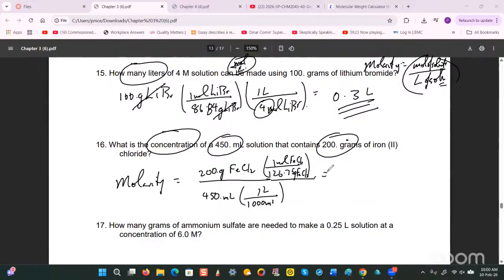So let's see what this gives, 200 divided by 126.75, and then I'm going to divide that by 450 divided by 1,000. And according to my calculation, now I have to round off to 3 sig figs. So the answer here is 3.51 M.